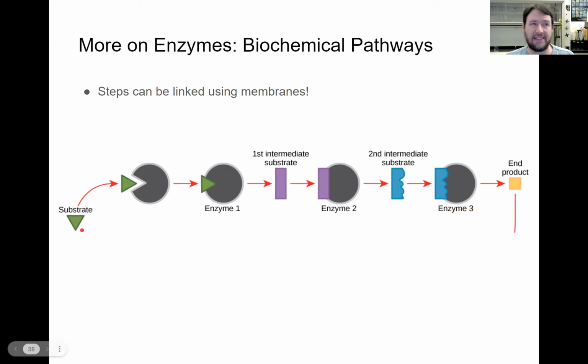So instead of doing this in one big step, we have to do this using multiple enzymes in a lot of little steps. So the substrate goes to enzyme 1, and that transforms it into the first intermediate substrate, which then can go to enzyme 2 and then get transformed into the second intermediate substrate. That goes to enzyme 3, which actually makes the final product. So this happens all the time.